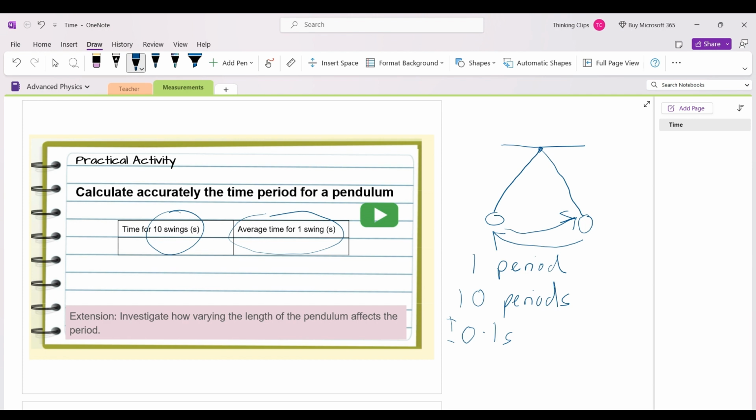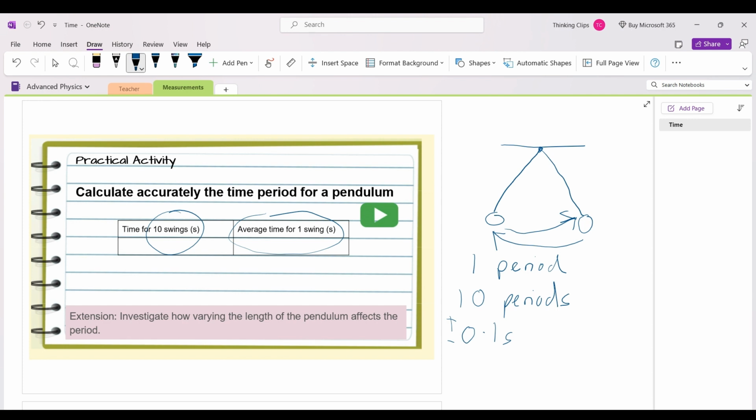Here's also a good reminder of how we should set out our results in a results table. So pencil and ruler, or these days you might do one on a spreadsheet. But make sure you put accurate, informative headings in the columns. So the time for 10 swings and the units you're using, in this case seconds, and then the average time for one swing.